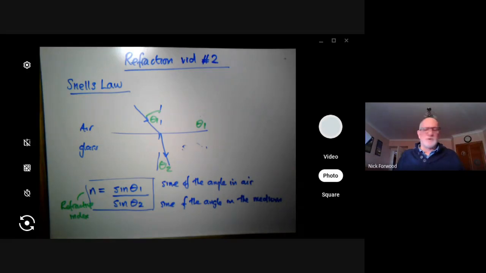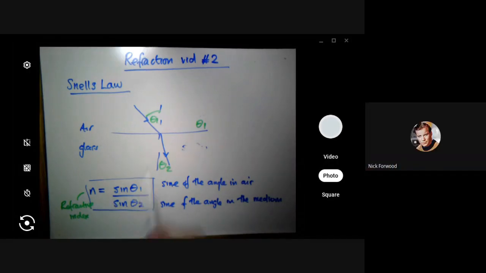Okay, so if you wanted to work out what sine theta 1 is, if you knew that this was 40 degrees, for instance, you can put 40 degrees into your calculator and press the sine button, and you'll get the sine of the angle. You know how to do this from maths, how to get the sine of an angle.